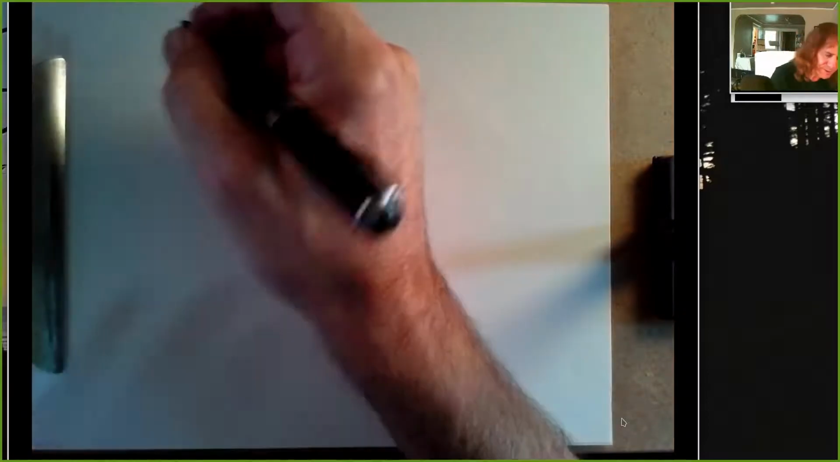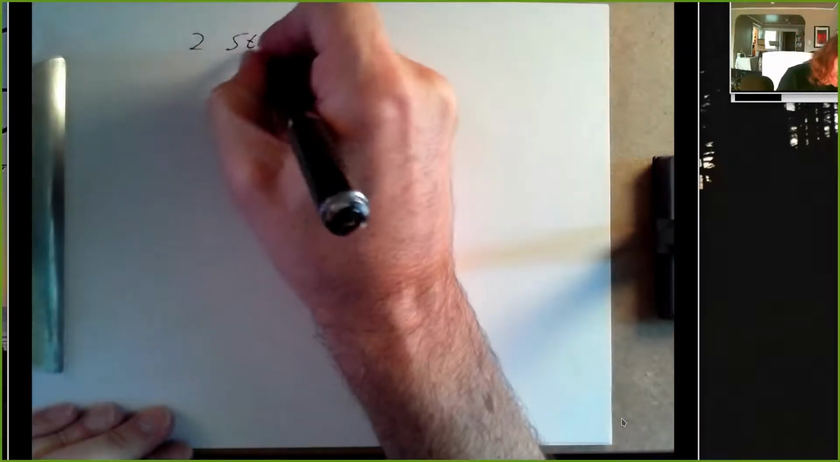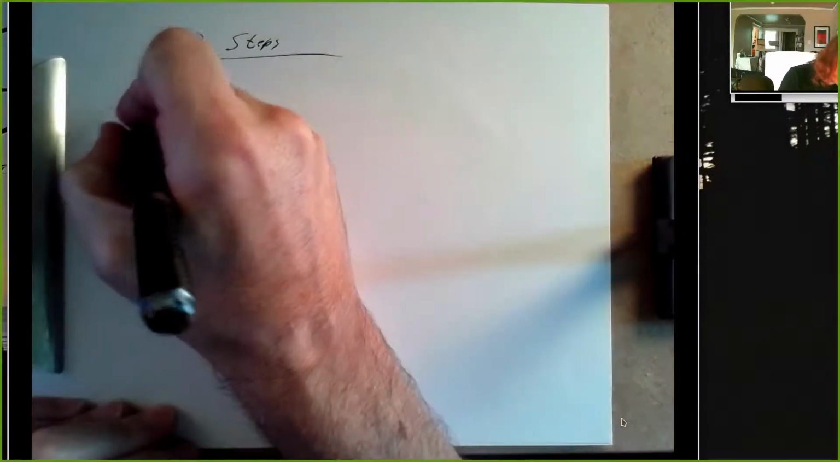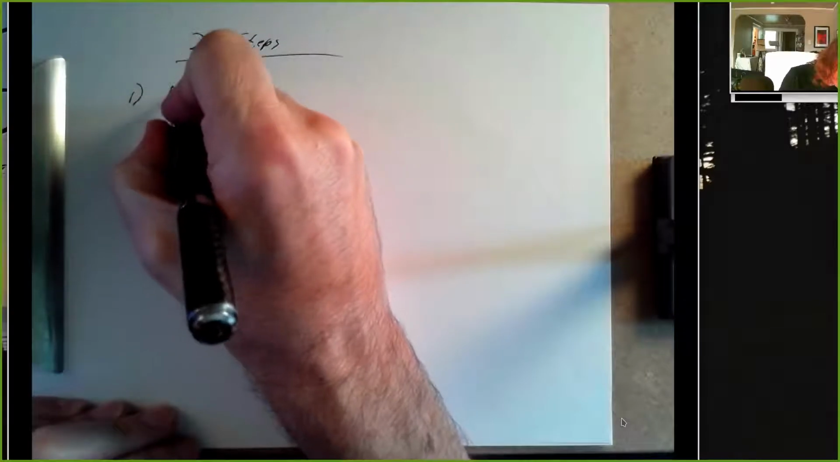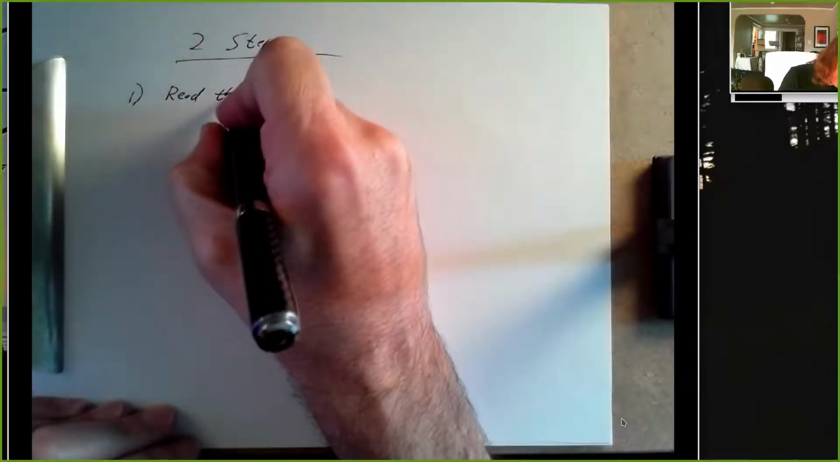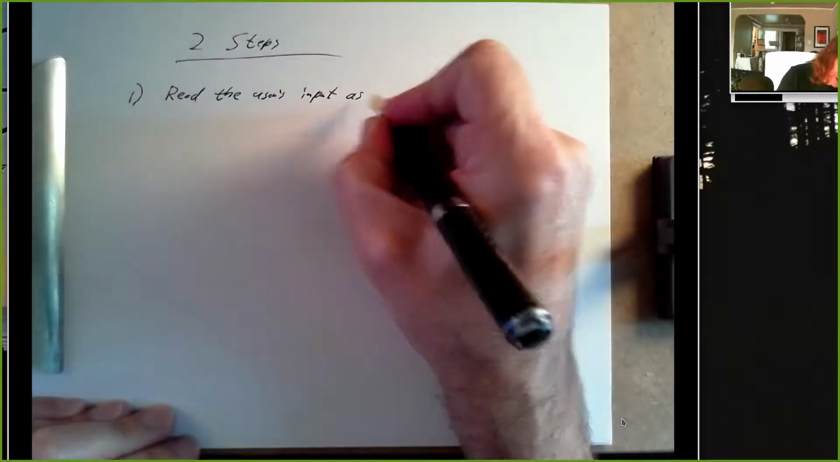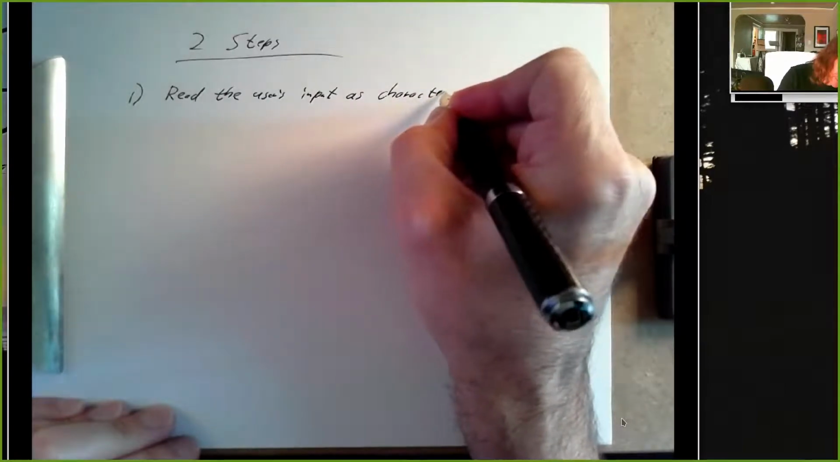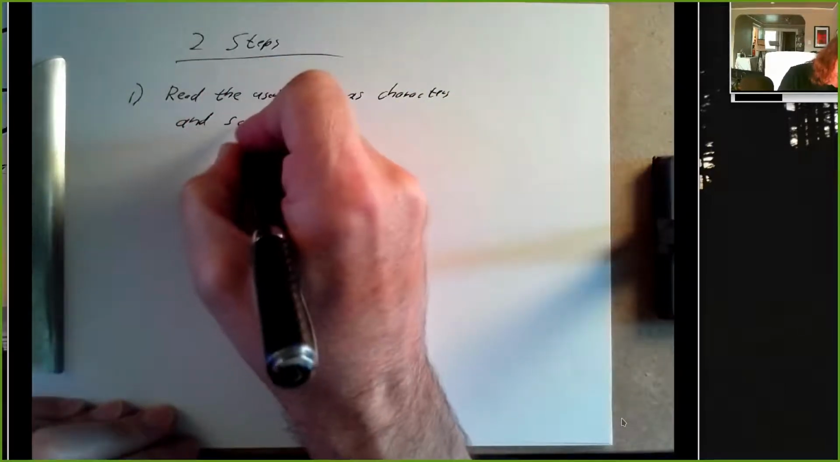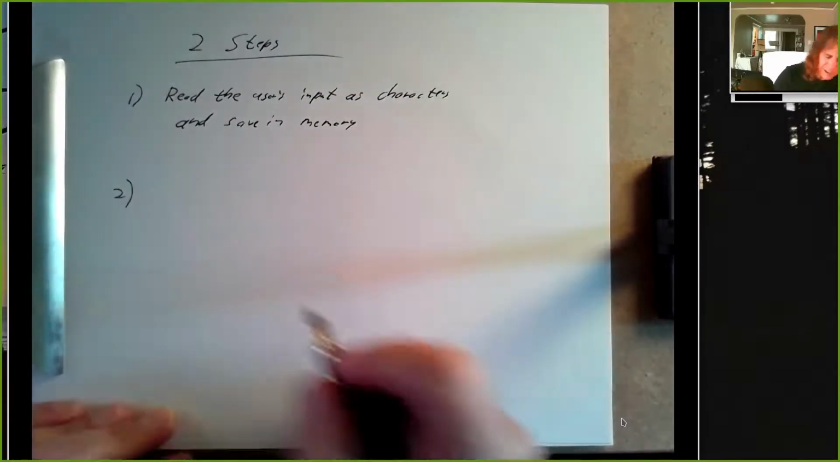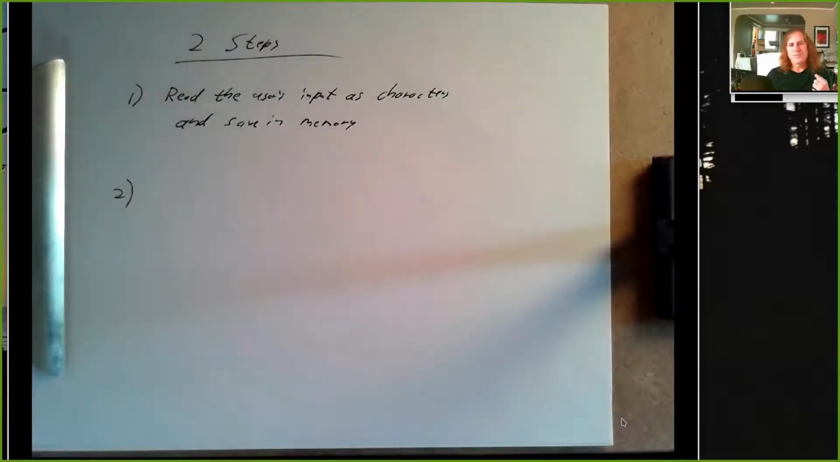We're going to break the task of, say, reading in an integer into two pieces. So we're going to have two steps to reading an integer in from the user. Step 1, read the user's input as characters and save those in memory. First thing we're going to do, we're just going to read the input from the user and save it somewhere.